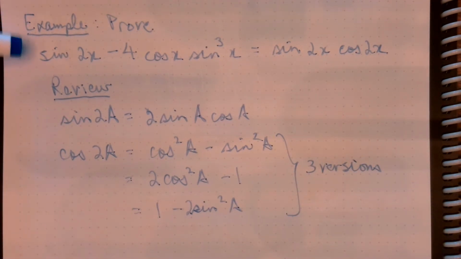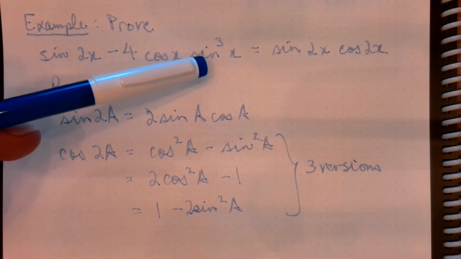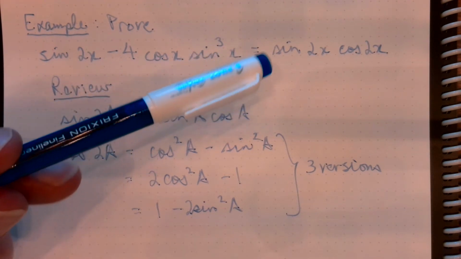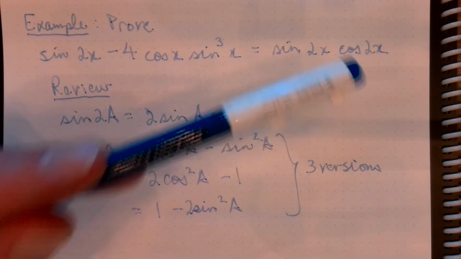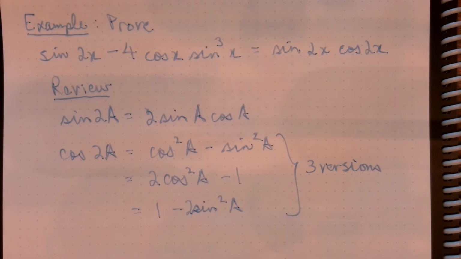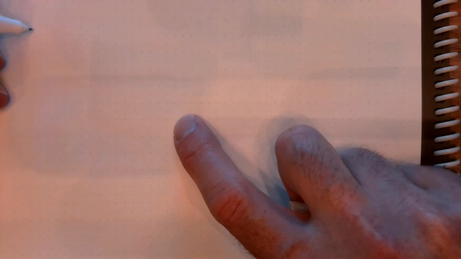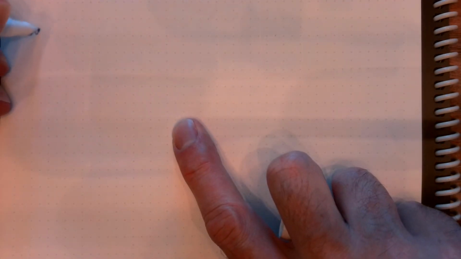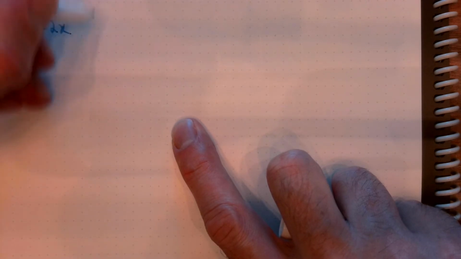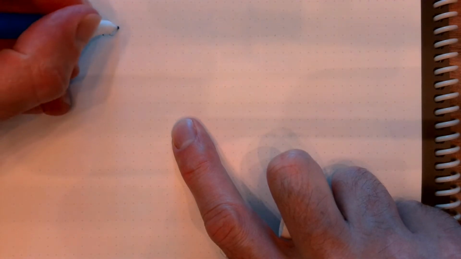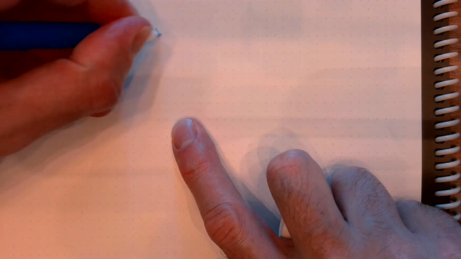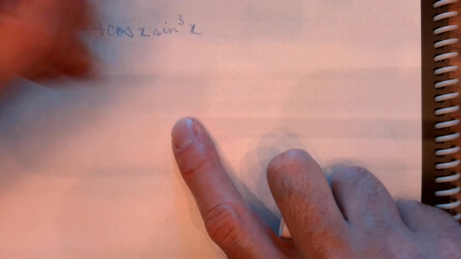I want to start out with this example right here. We're going to prove that sine 2x minus 4 cosine x times sine cubed x is equal to sine 2x cosine 2x. Alright, so following our general strategy, I'm going to start with the more complicated side. So I'm going to rewrite over here sine 2x minus 4 cosine x sine cubed x.